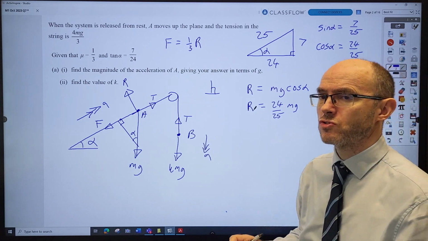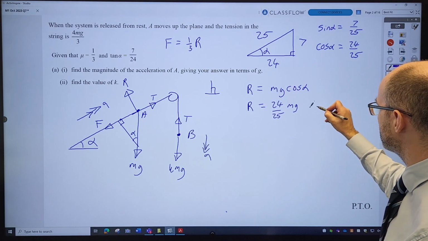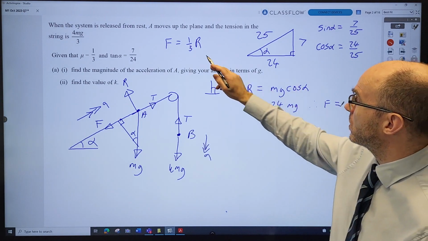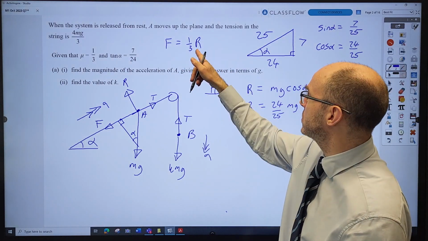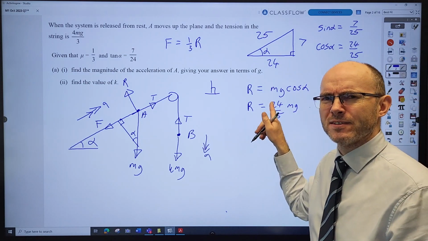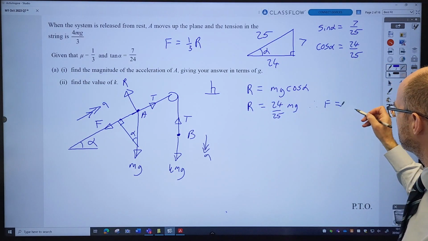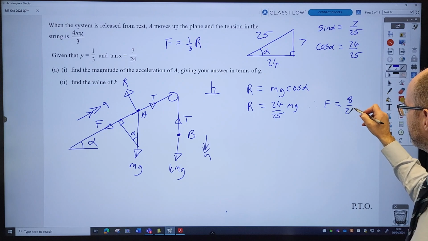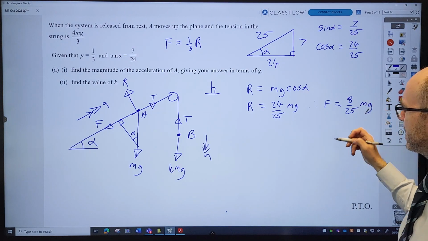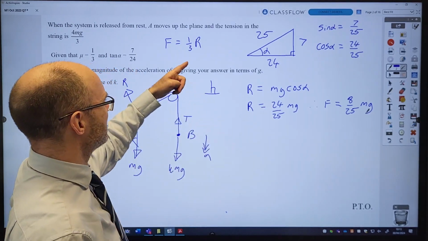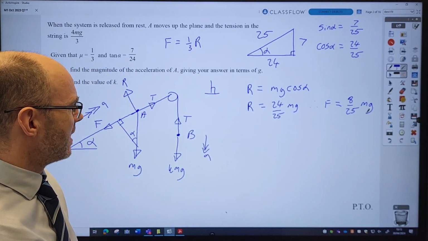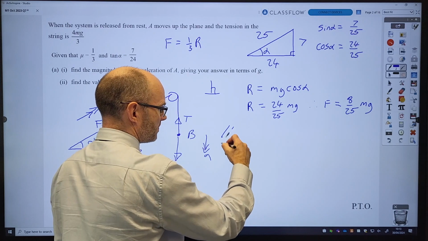If you want, straight away you can work out F. So I'm just going to put therefore F is equal to 1/3 of that. Remember, there's a method mark for usually using that somewhere. So 1/3 of R, that's nice and handy, isn't it? 1/3 of 24 is a convenient number, so it's 8 over 25. Little things like that please me when you've got nice values that you can divide by 3 in this case. Then we're going to have to resolve parallel to the slope.